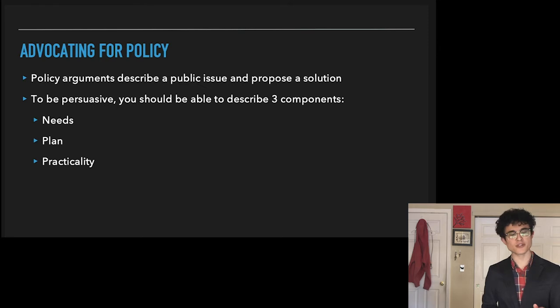So I'm going to quickly run through these 3 components, and then if we were in class, we would have a chance to discuss, but hopefully that gives you a broad enough overview, and of course you're always welcome to ask me questions. So your need, that's the first part. That's the public issue. That's the problem.